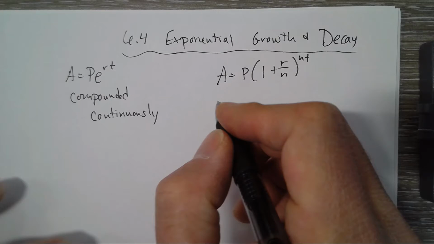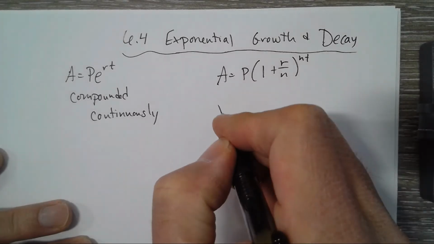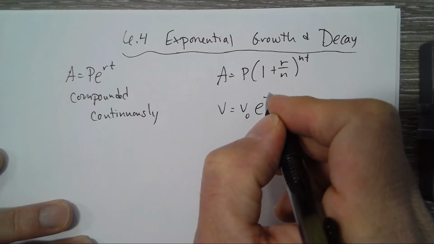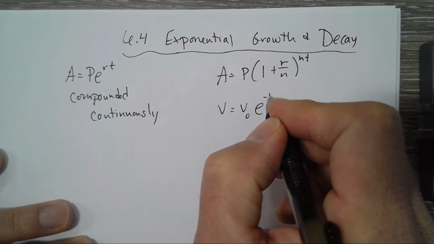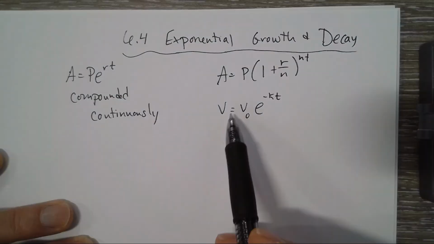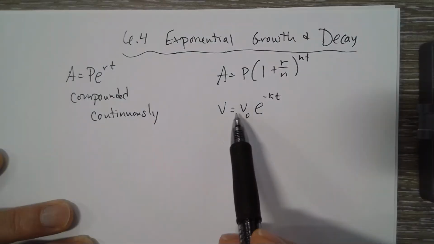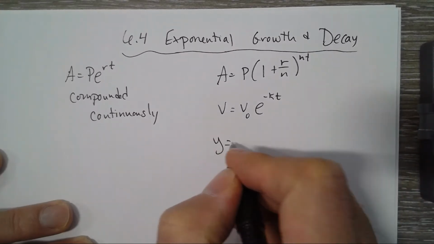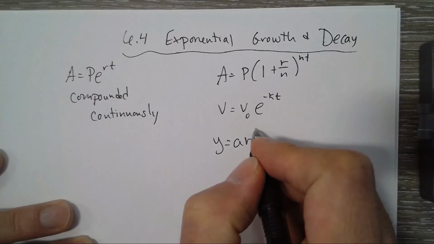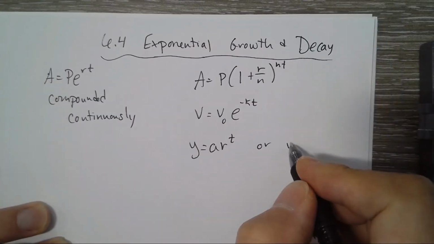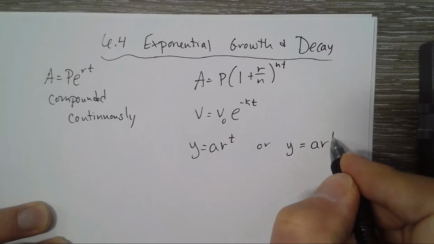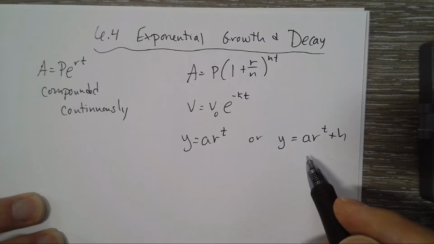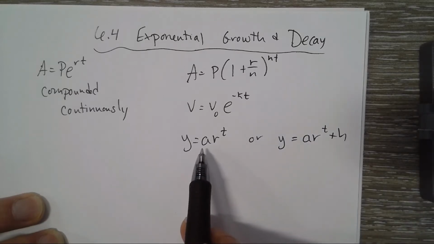So you've also got velocity equals v sub 0 e to the negative kt. It's just another version of a physics application, but really it's the same thing right there. You also have, the way I've taught it before, a r to the t plus h. So h is the horizontal asymptote. If the horizontal asymptote is 0, then it's just a r to the t.